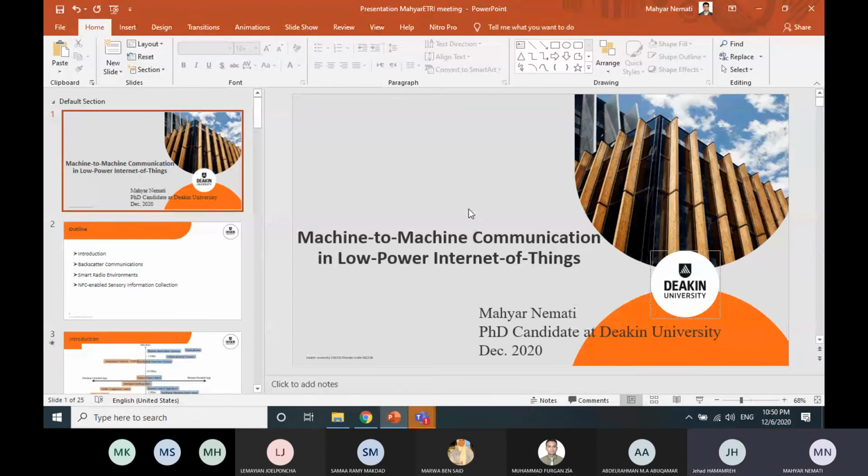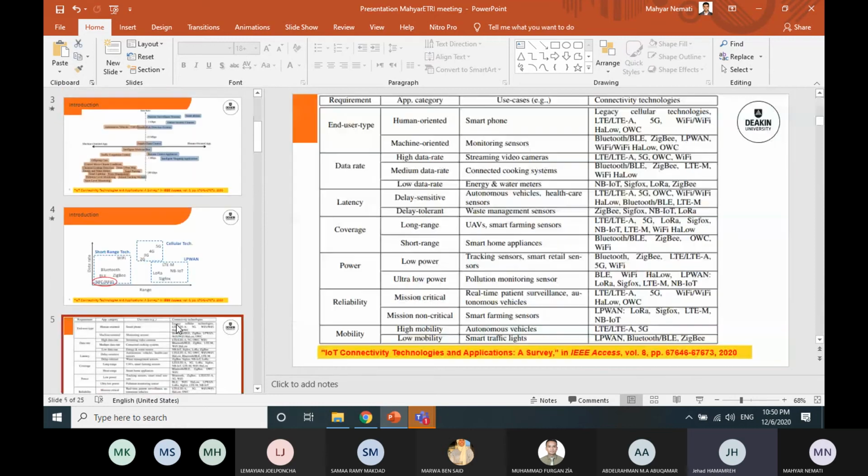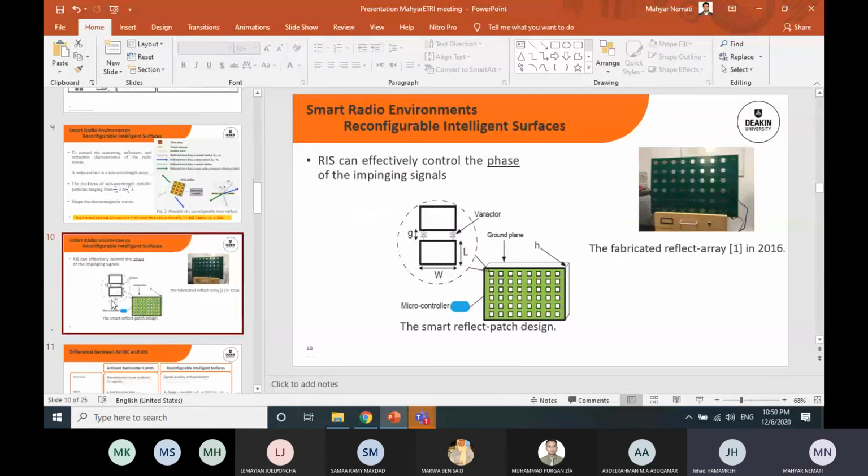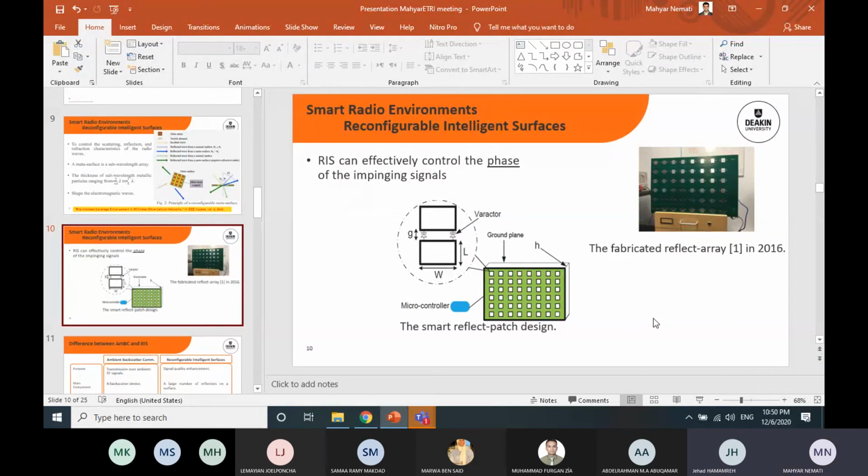So one question is, where can we put the reconfigurable intelligent surfaces in practical life? I mean, can we put them on walls or ceilings? Yeah, that's a very good question.